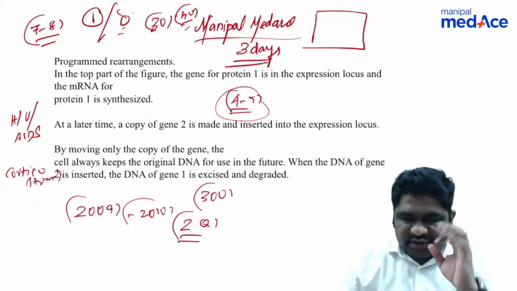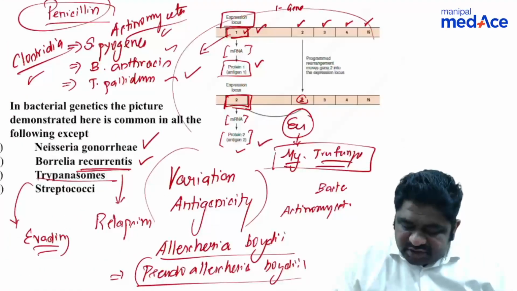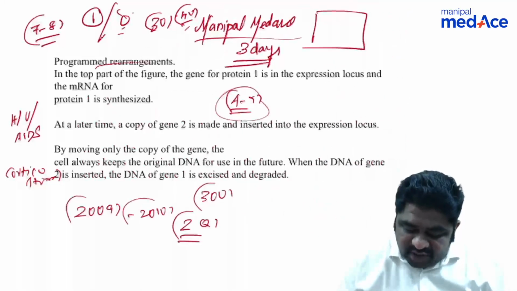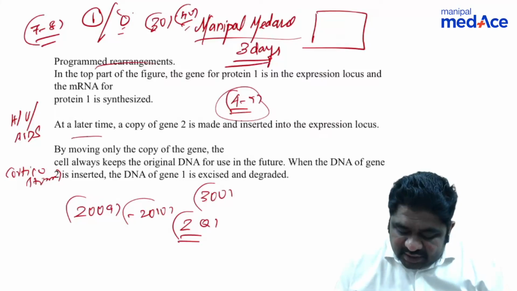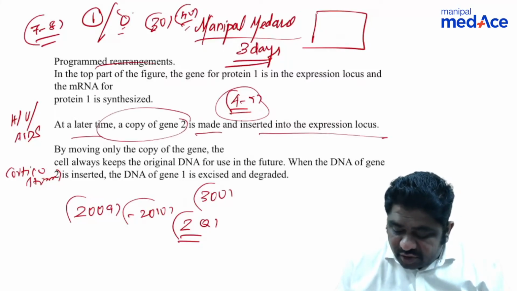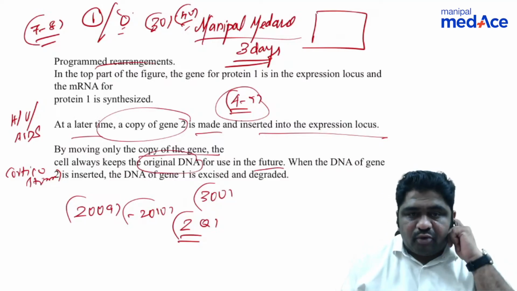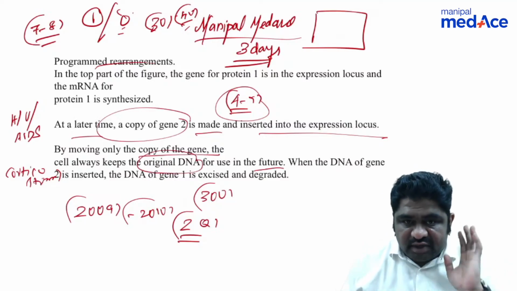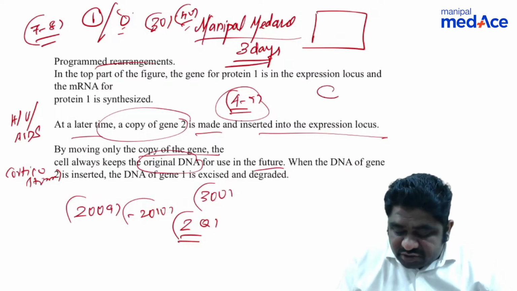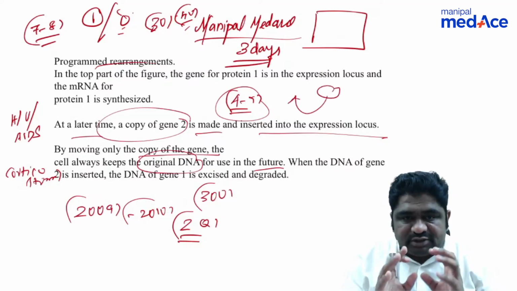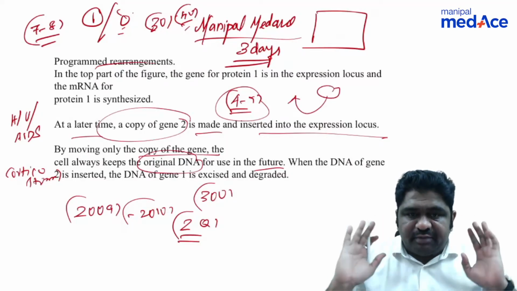In this question, in simple words, I'll tell you, this picture is about programmed rearrangements. At a later time, a copy of gene 2 is made and inserted into the expression locus. By moving only the copy of the gene, the cell always keeps the original DNA for use in the future. Whenever programmed rearrangements happen, the original DNA will be kept intact. A new kind of gene will be occupying the expression locus. Expression locus situation alone changes, so the information can change.